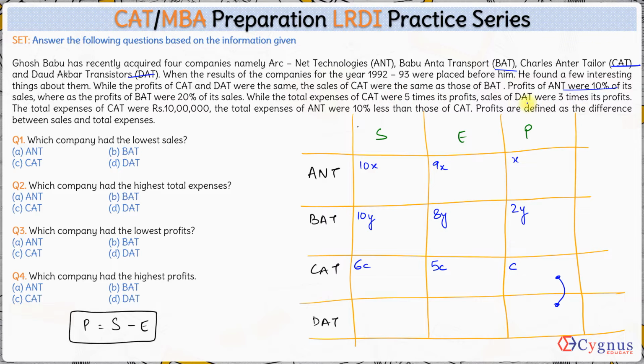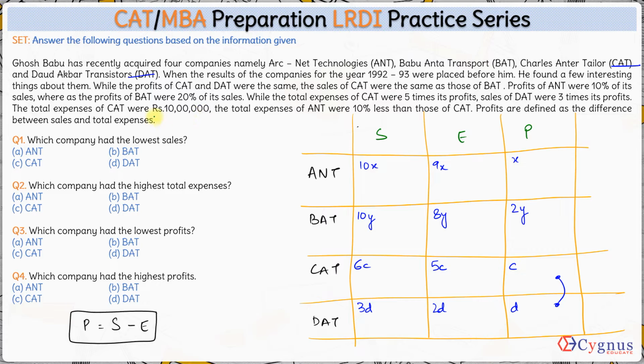And finally, sales of DAT were 3 times its profit. Now if the profit of DAT were D, its sales will be 3 times, so it will be 3D, right? Sales were 3 times the profits. Now if the sales is 3D and the profit is D, that means the expenditure will be 2D over here, right? Okay. Now let's see what is the exact value of each of these sales, expenditure and profit figures.